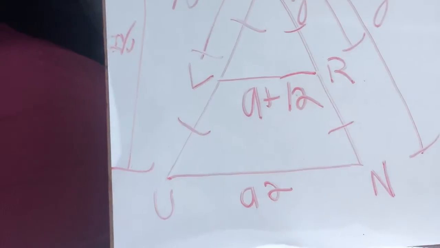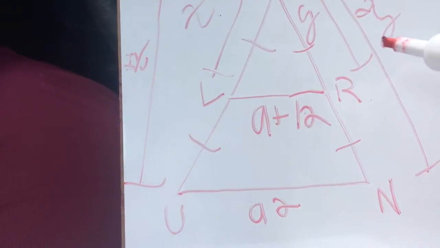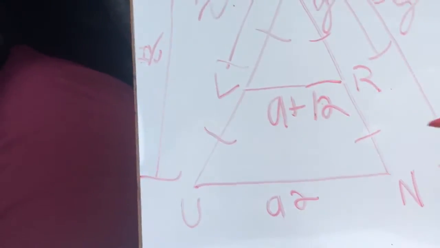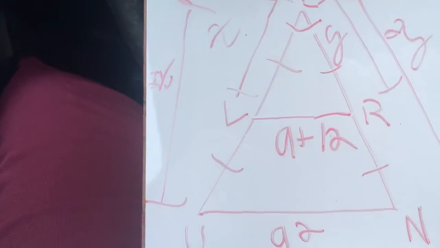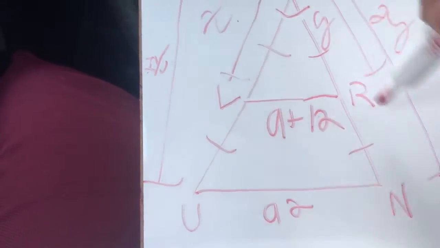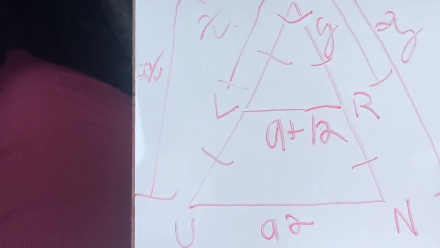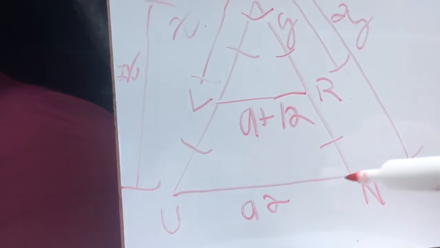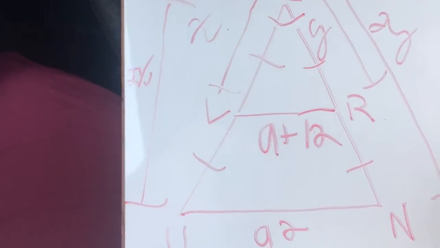Now we have more side lengths. So we do know that these two triangles ELR and EUN are similar because this angle right here is equal to itself by the reflexive property, and the ratio between this side and this side and this side and this side are equal. They're both equal to 2. And if that's the case, that's the side angle side similarity postulate. We do know that a squared divided by a plus 12 is also equal to 2. So let's write that down.